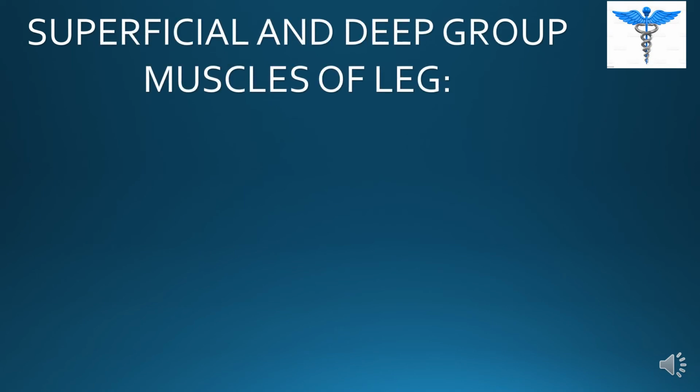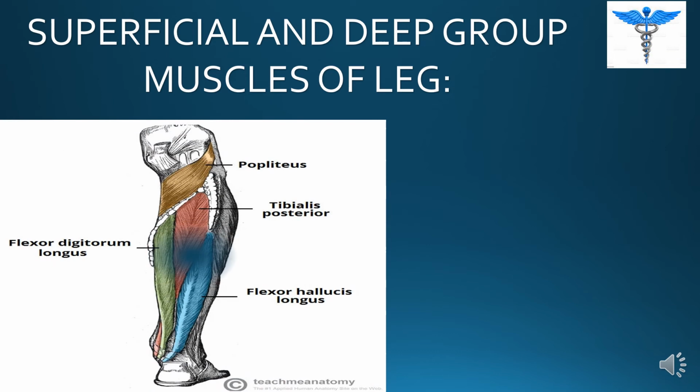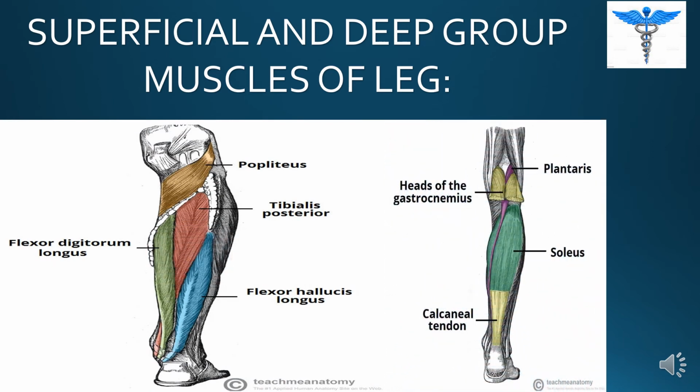Now we have superficial and deep group muscles figures. Here you can see the popliteus, flexor digitorum longus, tibialis posterior, flexor hallucis longus, as you can see, are the deep group muscles, while the plantaris, soleus and gastrocnemius, as we discussed earlier, are the superficial group muscles. Here, one thing you have to remember is that the soleus is deep to the gastrocnemius.